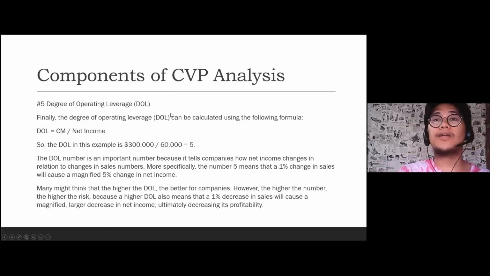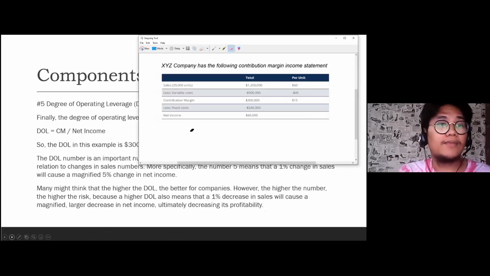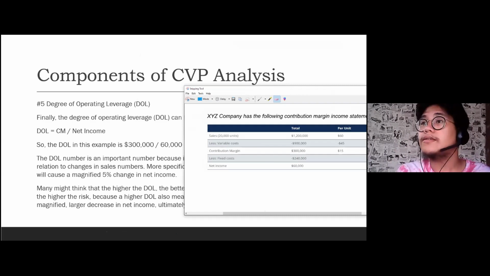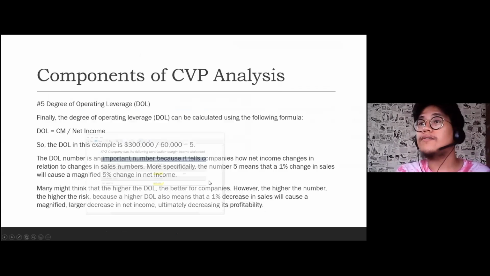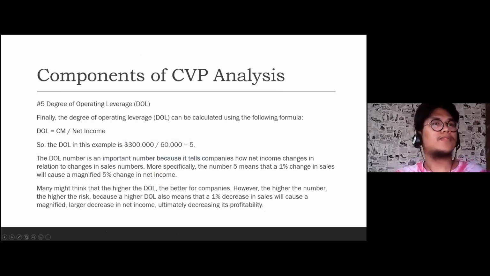And the last part is your degree of operating leverage. Finally, the degree of operating leverage or DOL can be calculated using the following formula. The degree of operating leverage is your contribution margin over your net income. So the degree of operating leverage in this example is 300,000 over 60,000. Okay? Sorry. The DOL is represented just by a number, no?